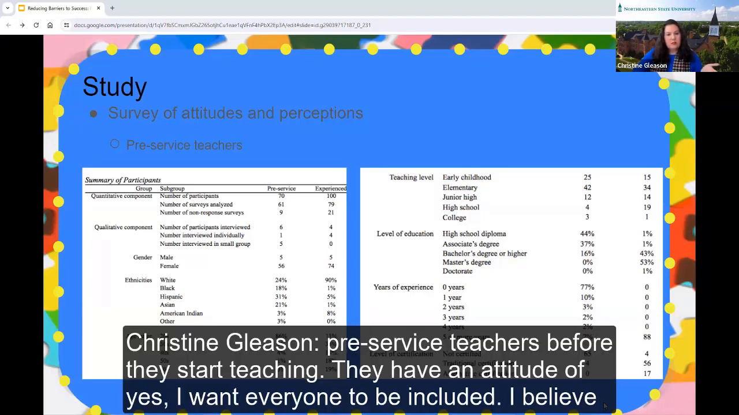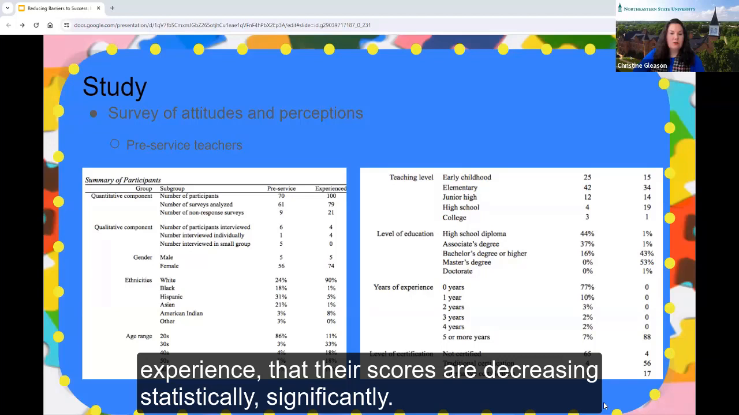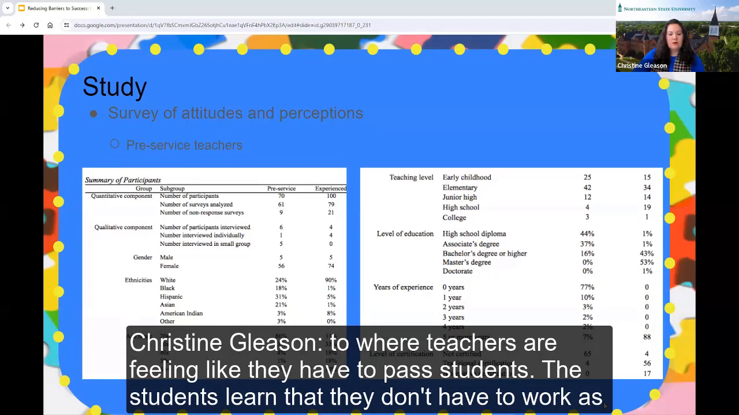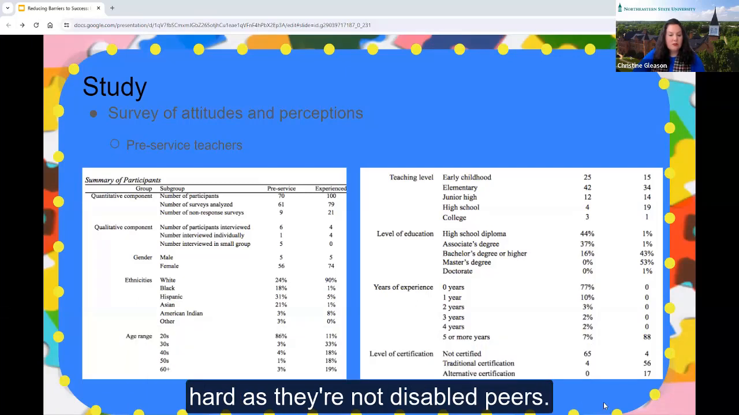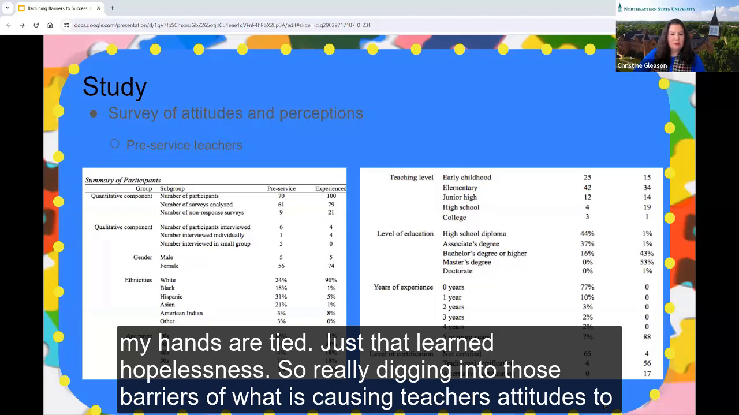pre-service teachers, before they start teaching, have an attitude of, yes, I want everyone to be included. I believe every student should be in the classroom. I can't wait to have everyone in my classroom. And then we're finding with 5 or more years of experience that their scores are decreasing statistically significantly, to where teachers are feeling like they have to pass students, that the students learn that they don't have to work as hard as their non-disabled peers. Through the ethnographic research, I heard things like, the student knows they're going to get passed anyways, so my hands are tied, just that learned hopelessness.